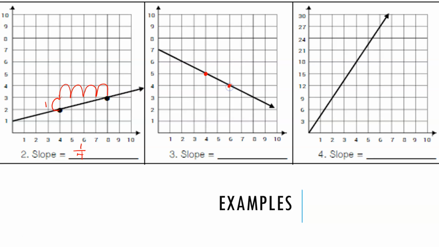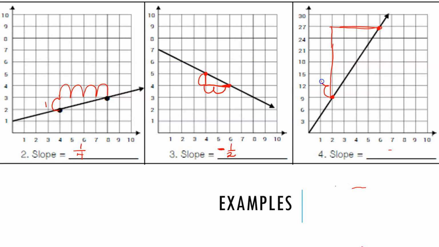First of all, we see that that slope is going down, so we know it's going to be negative. So we're going to draw our triangle. It's going to go down 1, so that's negative 1, and then to the right 2, so it's negative 1/2. Let's look at the third one on the top. Let's find our points. This is a big triangle.